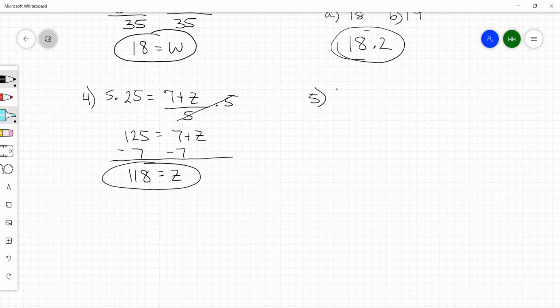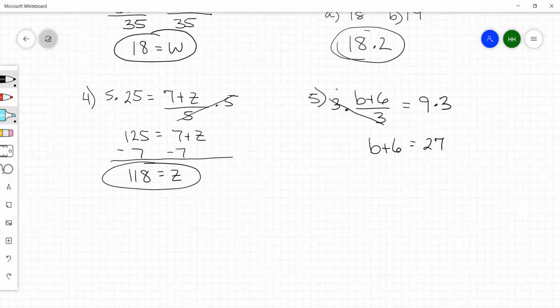Number 5 is b plus 6 over 3 equals 9. So in this problem, you do the same technique. You multiply by the denominator. So multiply by 3 and multiply by 3. These 3's cancel. B plus 6 equals 27. Subtract 6 from each side. And B equals 21.